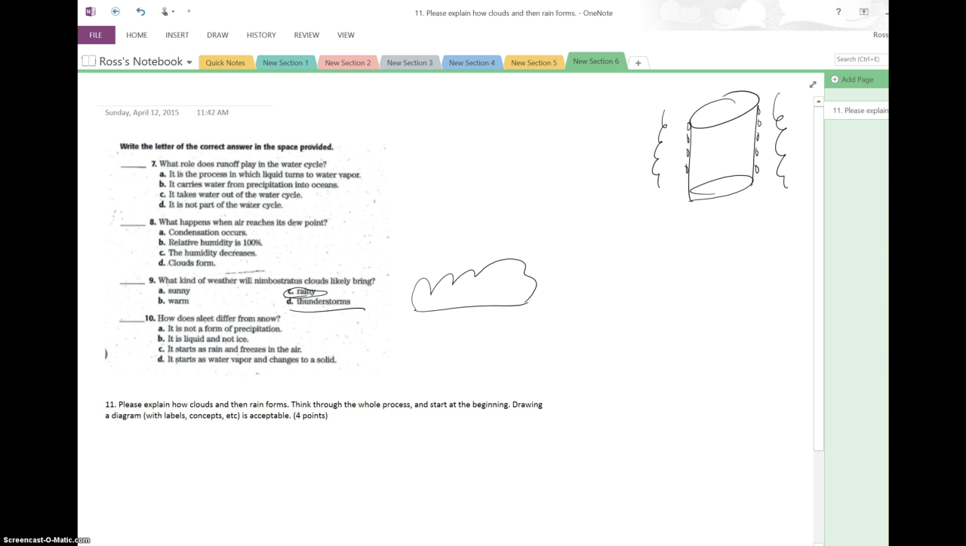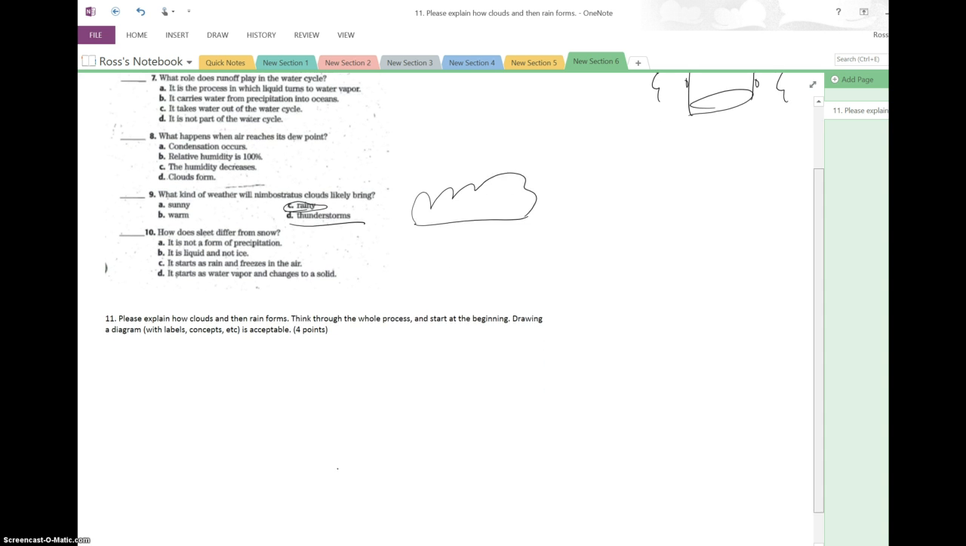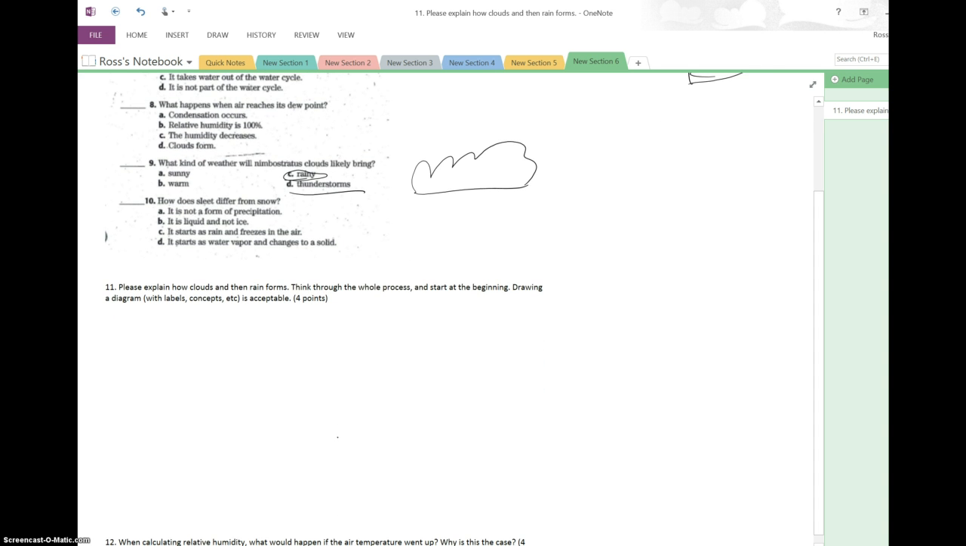Let's skip down to number 11. Please explain how clouds and then rain forms. Think through the whole process and start at the beginning. Drawing a diagram with labels, concepts, etc. is acceptable. 4 points. Now, one thing I wanted to point out was this 4-point thing. 4 points means that you should have at least 4 steps. Okay?